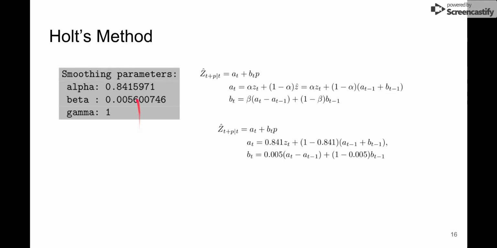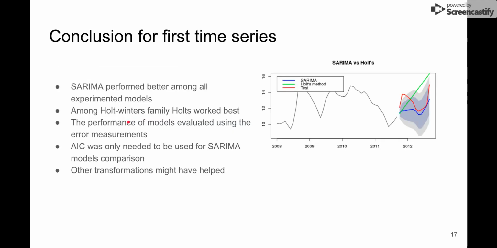This is the mathematical formulation based on the parameters found: alpha, beta, and gamma. As a conclusion for the first time series analysis, we can see the different models, the best models from each family here. It shows the forecast of each of these methods. I picked SARIMA as the best model and Holt's method from the second family, but obviously SARIMA outbeats Holt's method.